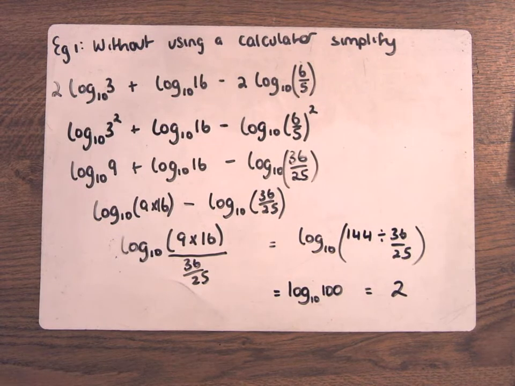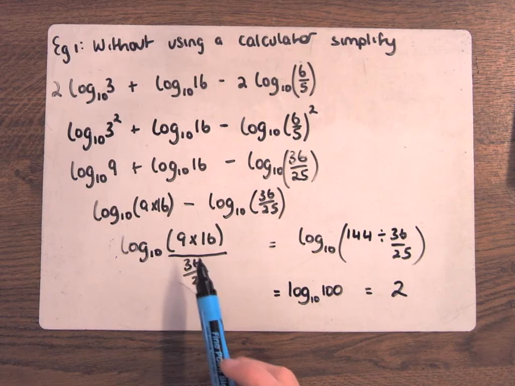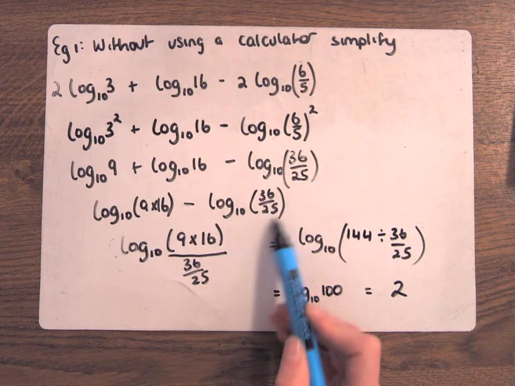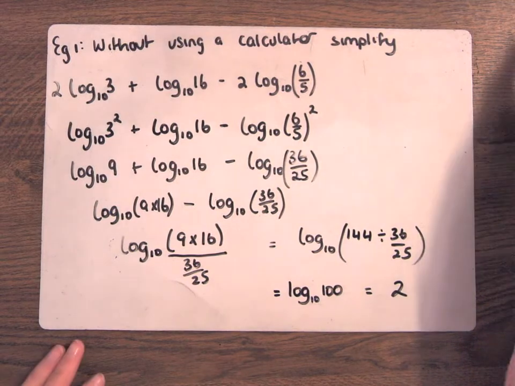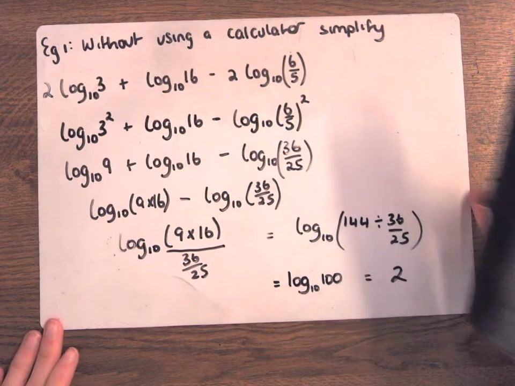You could be given some to simplify with x's or a's and b's. On this, does the first one always go on top of the fraction and the other one? Yes, this always goes on top and this always goes on the bottom. We do another one?